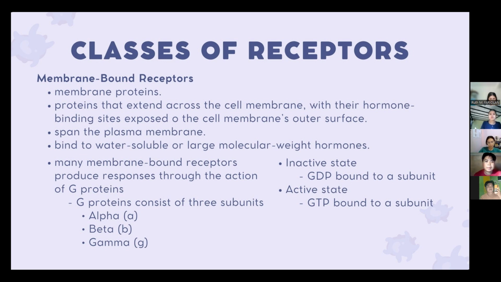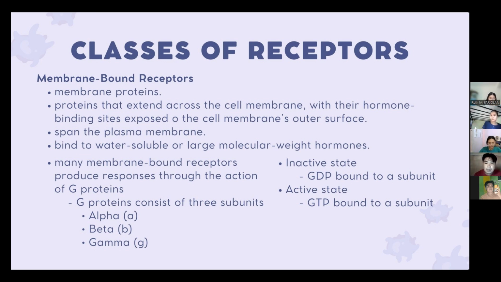classes of receptors. First is the membrane-bound receptor. It is a membrane protein that extends across the cell membrane with its hormone binding sites exposed to the cell membrane's outer surface. It spans the plasma membrane and binds water-soluble or large molecular weight hormones. Many membrane-bound receptors produce responses through the action of G proteins, and these G proteins consist of three subunits: the alpha, beta, and gamma.